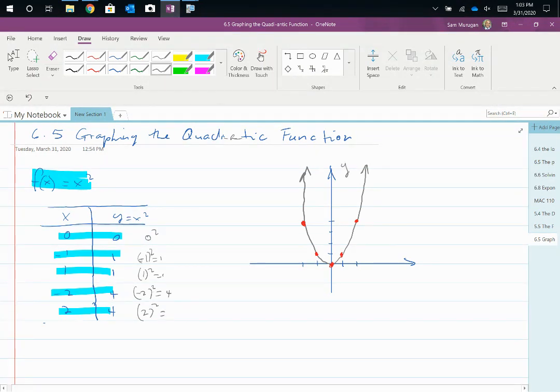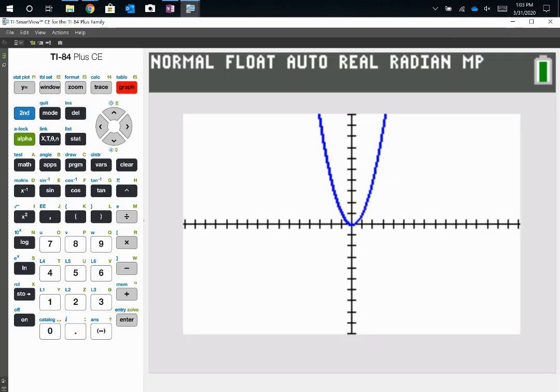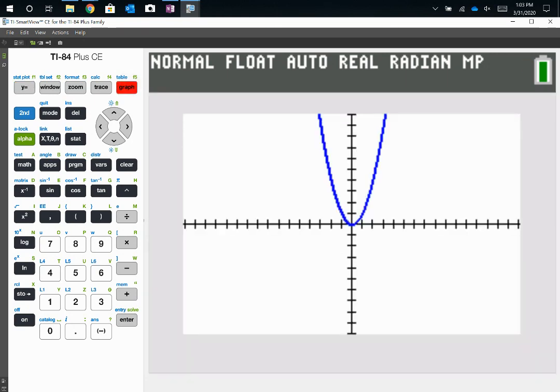Plotted the points, x and y. This is 2 and 4, 1 and 1, 0 and 0, negative 1 and 1, negative 2 and 4. And I got this graph here. Now, I wanted to give you a couple of options. If you wanted to see the graph of this, go to y equals on your TI-84, type in x squared and graph it, and you will see this graph.